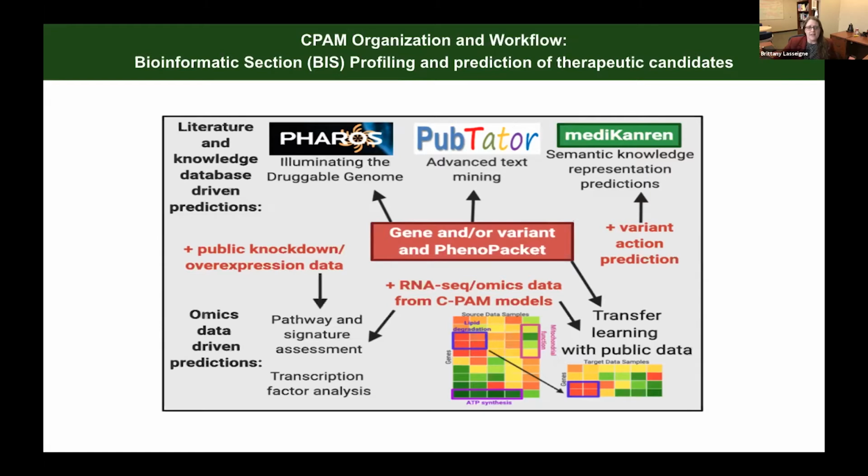And that's through all sorts of using public databases and looking at pathway and signature assessment and things like transcription factor analyses. And then for a select set of those models, either that we've selected or as is being paid for by the client, we also generate RNA-seq or other omics data that's done in my lab, and do an even deeper workup that includes things like analyses with transfer learning protocols for public data. Overall, though, our goal is to identify or predict and prioritize therapeutic candidates through these different approaches. So given that it was only a 15-minute talk and we're already running a few minutes behind, that's all I'm gonna go into for this right now.